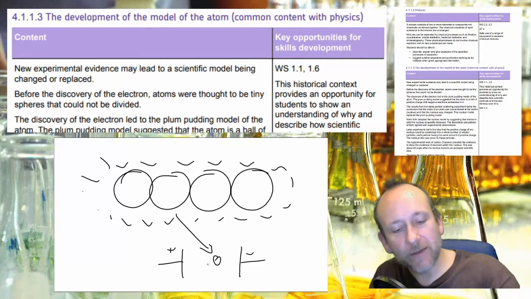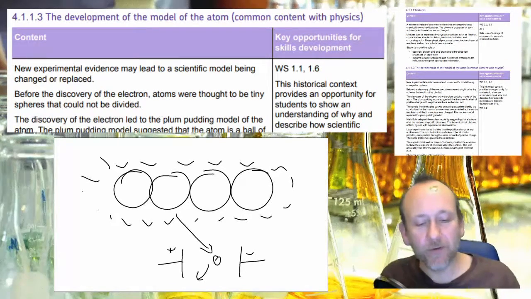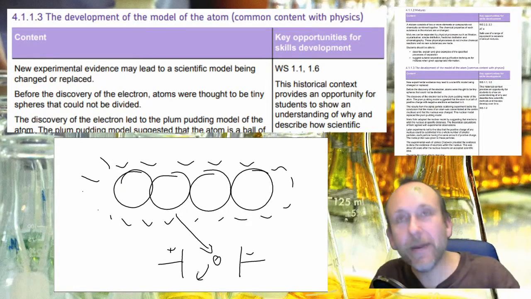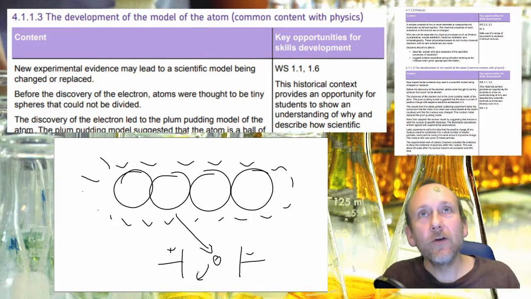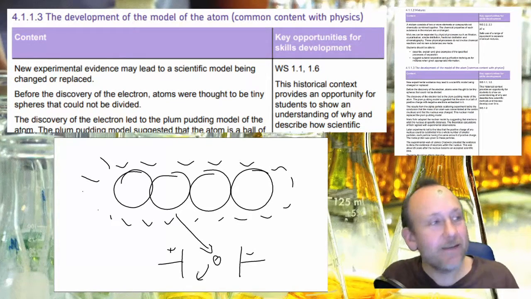And what happened was the particle was attracted to the positive plate. That meant that the particle itself had to have a negative charge, and it was repelled by the negative plate. So this led to the discovery of the electron. It was negatively charged. It was a particle that was in the atom.